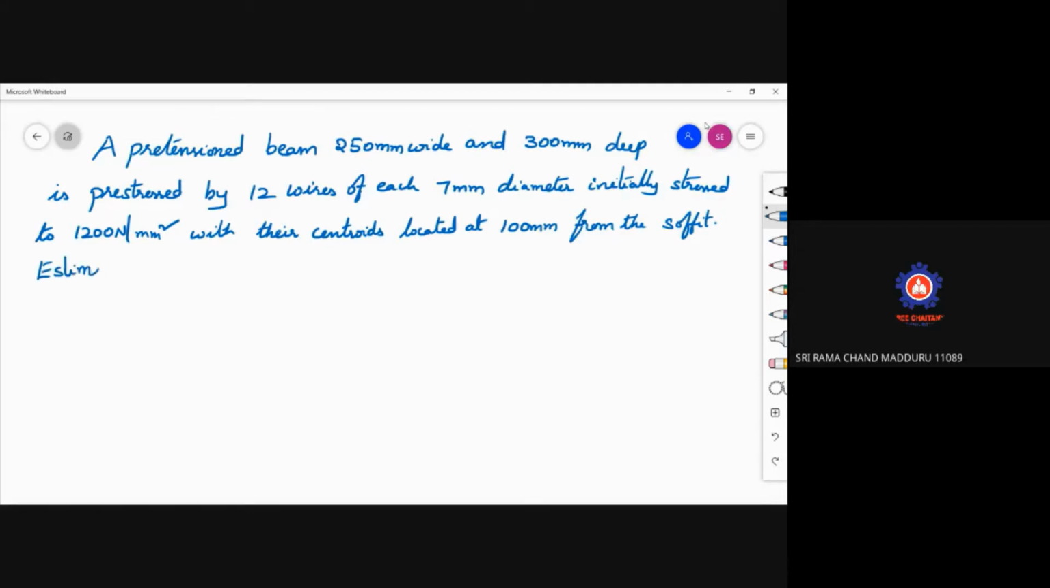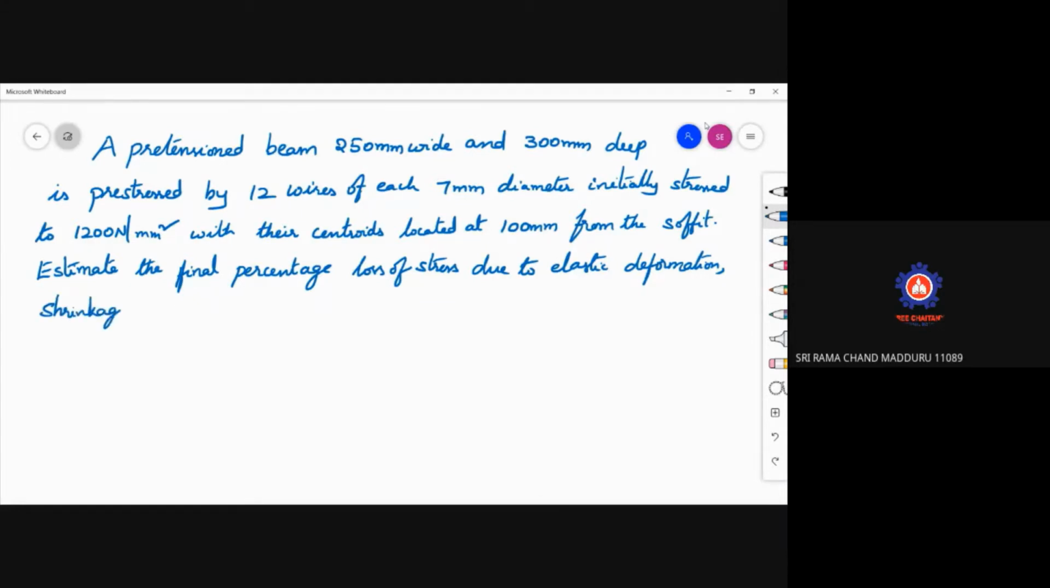Estimate the final percentage loss of stress due to elastic deformation, shrinkage, creep, and relaxation using IS 1343/2012.